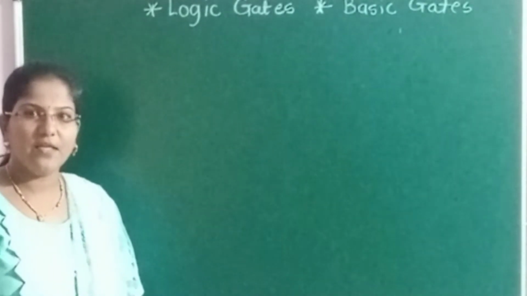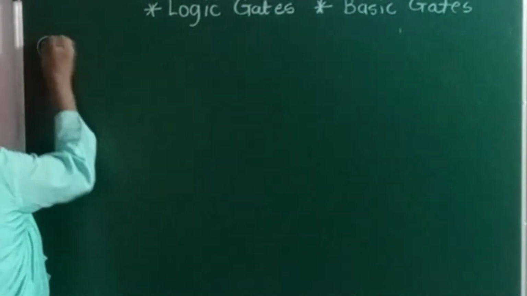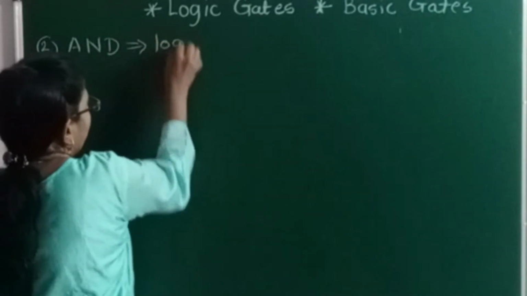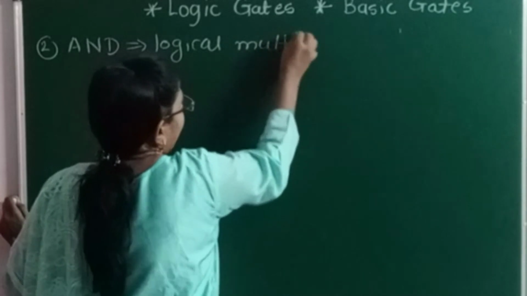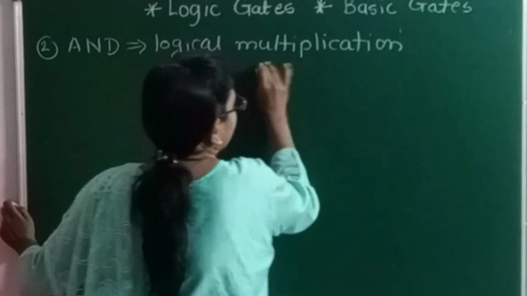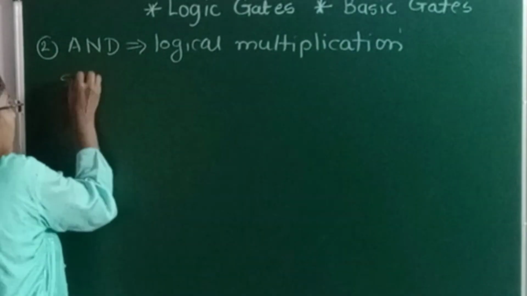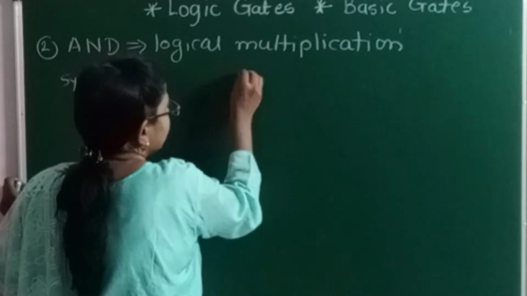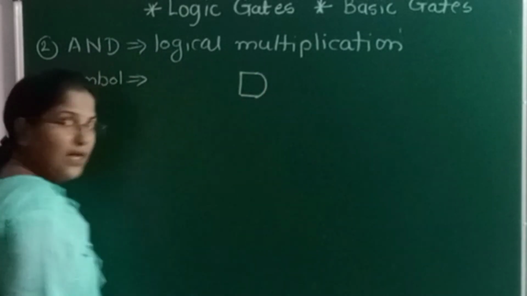Now let me start with the second basic gate, that is the AND gate. The AND gate is actually used for taking the logical multiplication. So whenever we want to take the multiplication of inputs, that time we have to use the AND gate. So this is the operation that is performed by using the AND gate. Second is the symbol. Symbol of the AND gate, very simple. Draw the standing line, two sleeping lines and a curve like this. This is the symbol of the AND gate.